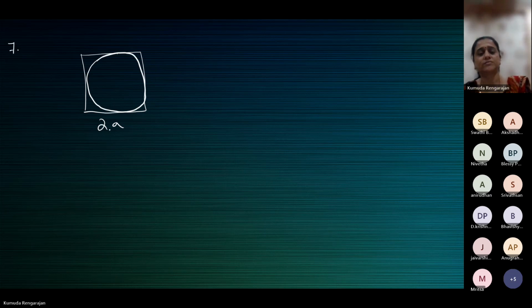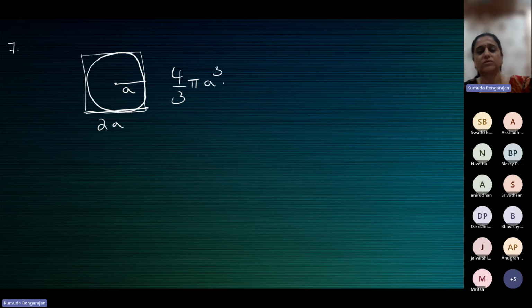So in a cube of edge 2A units, a spherical ball just fits into the cube. So the diameter is 2A, so the radius is A. And the volume of the ball will be 4 by 3 pi r cubed. R is A, so 4 by 3 pi A cubed. Option D.